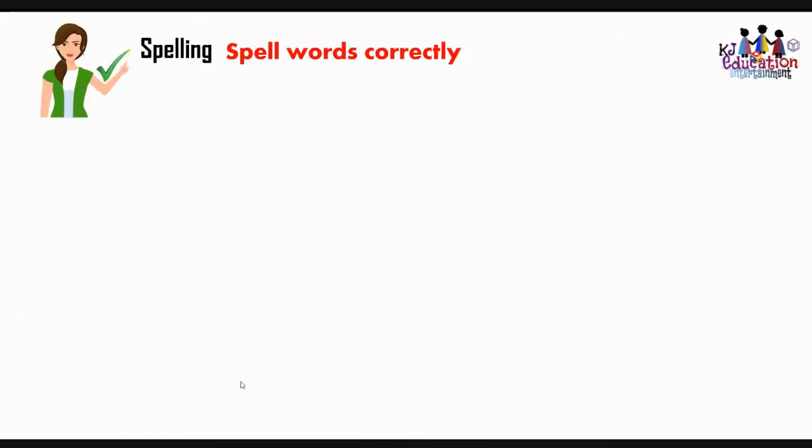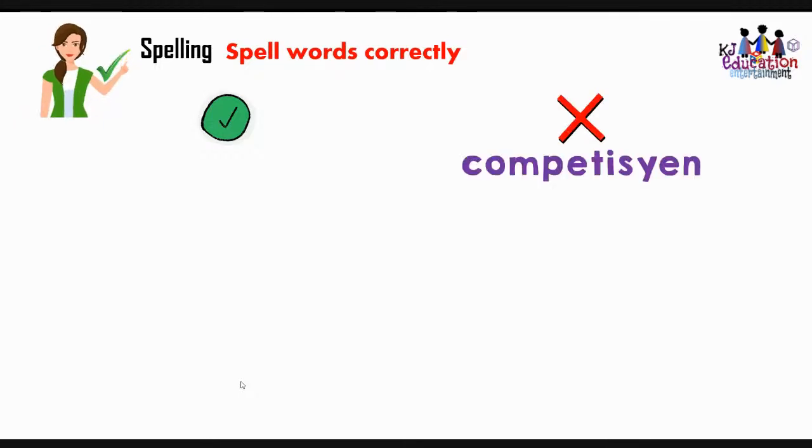Next one, spelling the words correctly. When you spell words, I'm going to show you two types of example here, the correct ones and the wrong ones. Let's just play a simple game over here to see whether you understand and whether you can spell them correctly. The first word, competition. What do you think is the correct spelling? Come on, you know this.